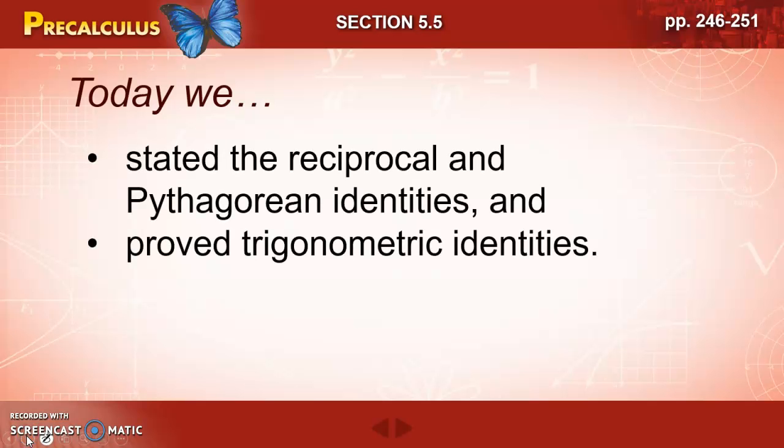All right, so today we stated reciprocal and Pythagorean identities involving trig ratios, and we proved trigonometric identities using these laws of proofs and algebraic identities and definitions of trig ratios. Now, I know that you probably have some questions, and we will definitely walk through a lot of these in class together, so no worries there. But if you have any other questions, be sure that you write those down and ask me next class.